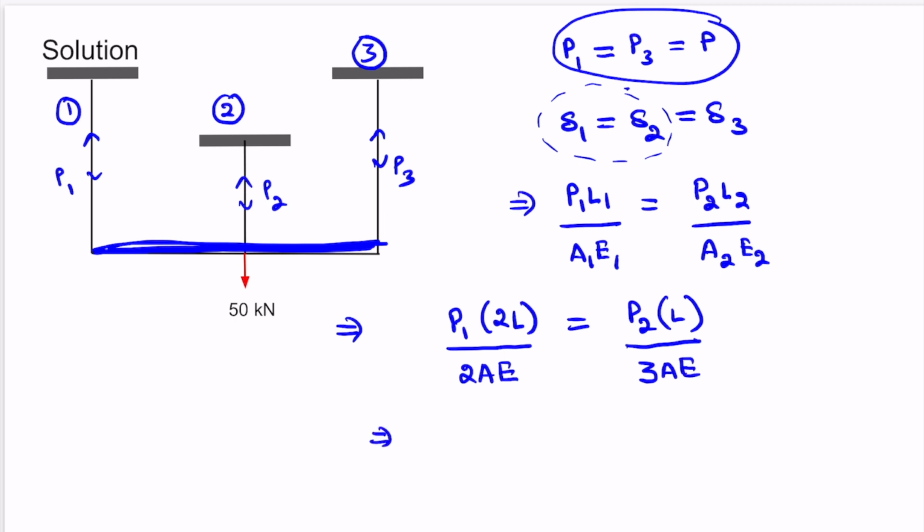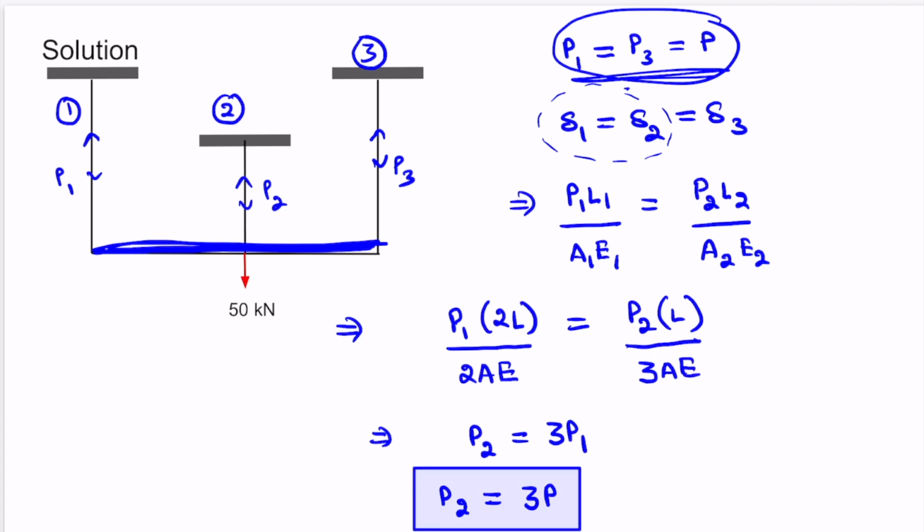From this we get P2 will be thrice of P1, or here we have considered P1 as P, therefore P2 we can write as thrice of P. So this is the relation we got.